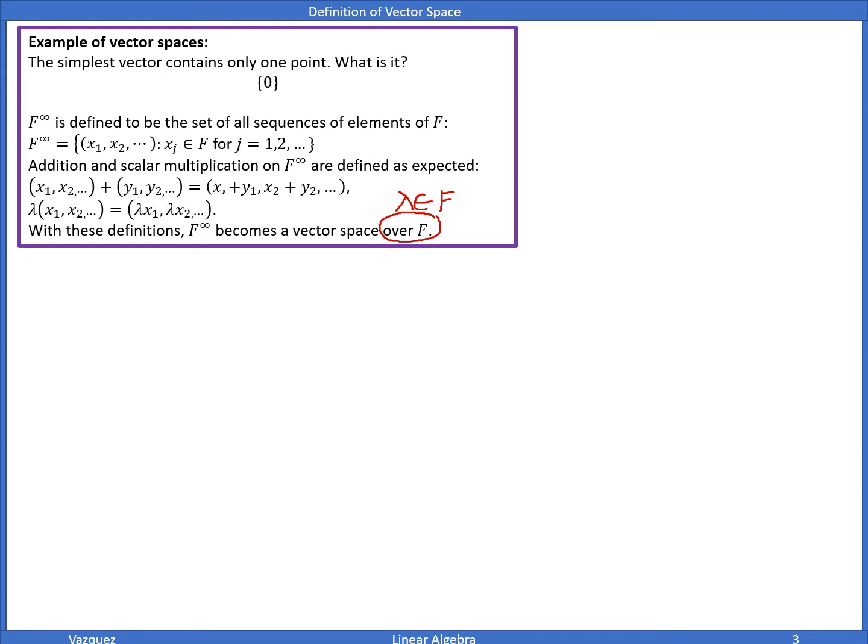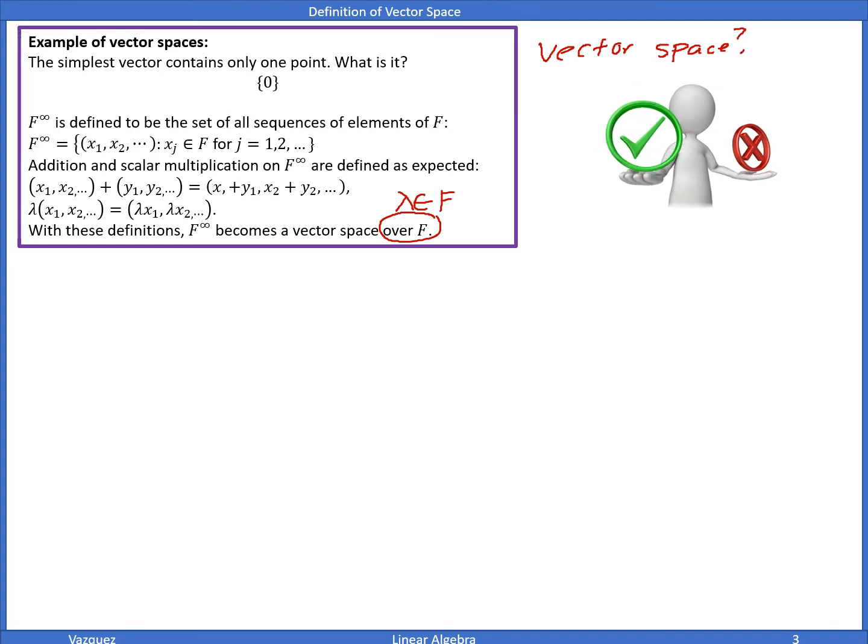Now we do need to check that all the properties we mentioned on the last slide hold for the vector space. So I'm going to include a little animation here where the guy doesn't know if it's a vector space or not yet. That's something we need to do, and maybe your professor will give you an exercise to verify if something's a vector space or if it isn't.